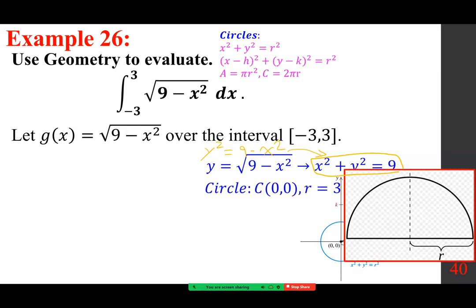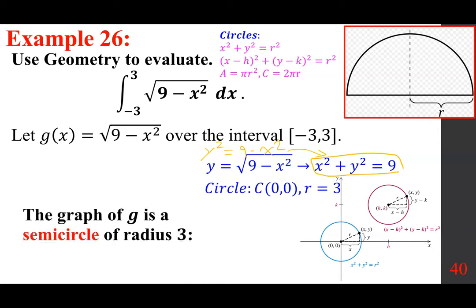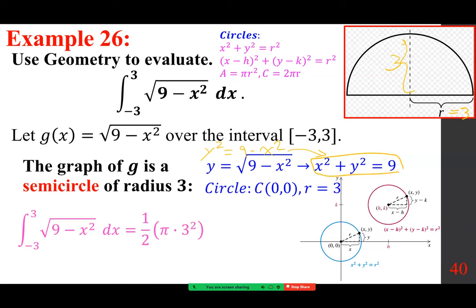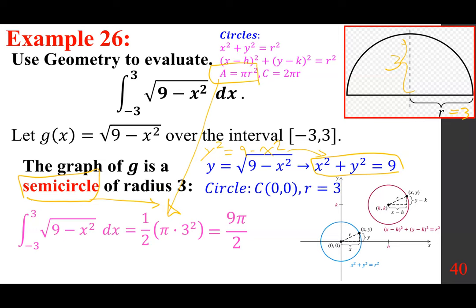So what is the graph? The graph looks like a semicircle of radius 3. Therefore, pi r squared is the area of a circle, and we want half of that because it's a semicircle, where the radius is 3. So 9 pi over 2 is the exact answer. And for this, again, you cannot use calculus 2. We are using the area.